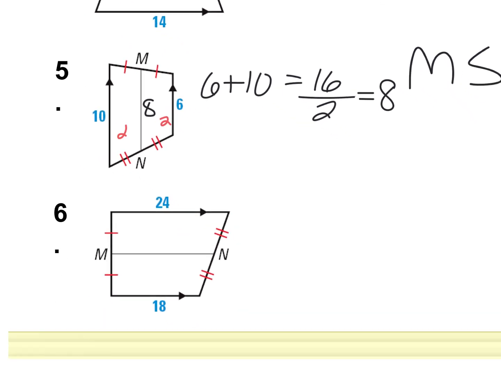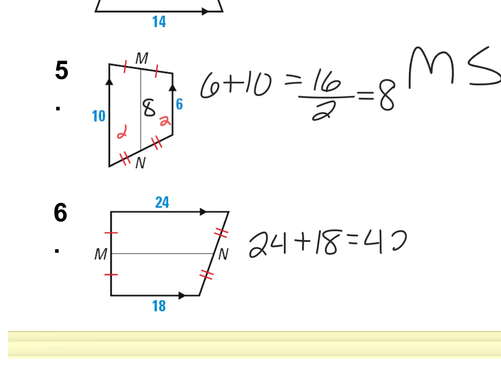Last one, number 6. What do we do? 24 plus 18 is 42. Divided by 2 gives us 21. Does that make sense in there? Yes.